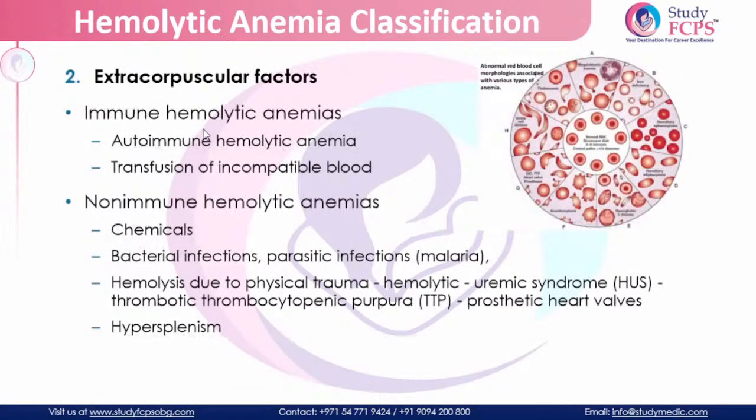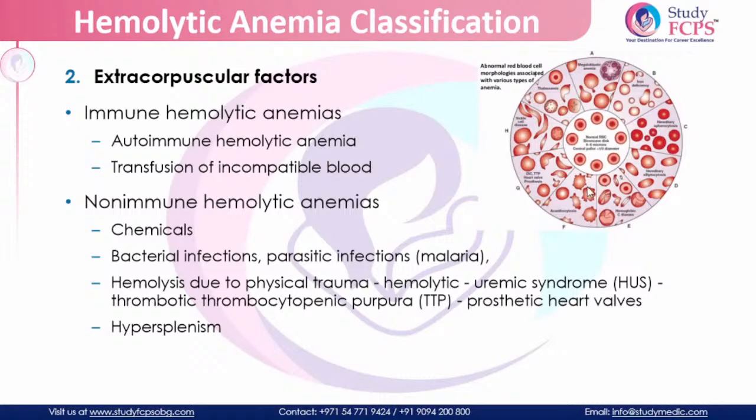Coming to the extracorpuscular factors, these are basically the factors that destroy the RBCs. There is no defect in the RBC morphology or RBC shape or hemoglobin structure, but there are factors that destroy the RBCs in the vessels. So there are immune hemolytic anemias and non-immune hemolytic anemias. Immune hemolytic anemias, then again, we divide into autoimmune and transfusion of incompatible blood. Then if we consider the non-immune hemolytic anemias, it can be because of chemicals, bacterial infections, parasitic infections, hemolysis due to physical trauma like hemolytic uremic syndrome, thrombotic thrombocytopenic purpura, prosthetic heart valves, or hypersplenism. So all these are types of extracorpuscular factors that lead to hemolysis in the body.